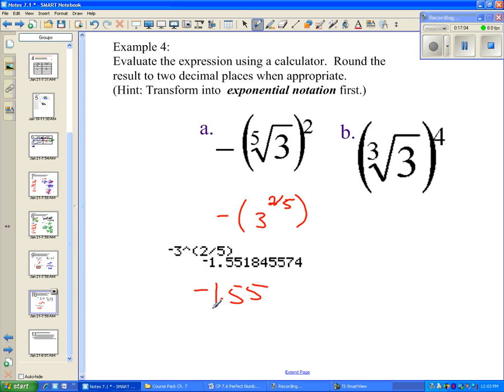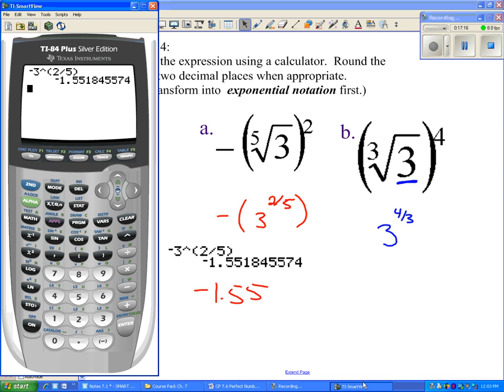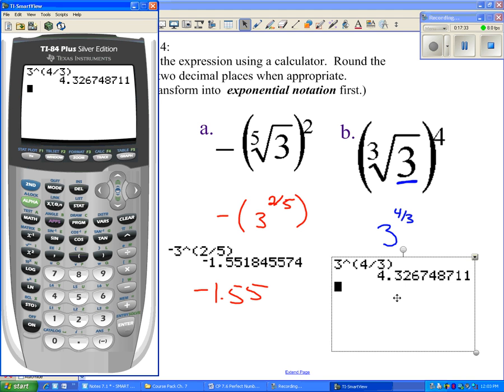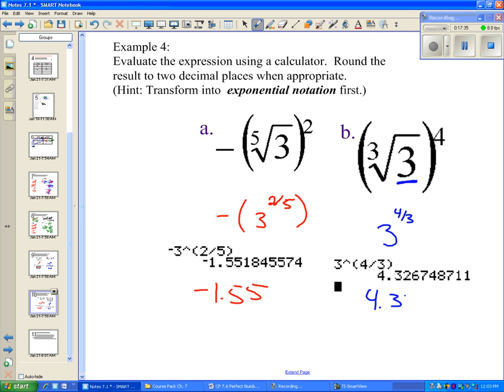My last problem, and yes, that's my last problem, my base again is 3. My power is 4. My root is 3, so 3 to the 4/3. Go to my handy-dandy little calculator. I want 3 to the open parenthesis 4 divided by 3. And I get 4.3267 and so on. And so that's 4.33 to 2 decimal places.